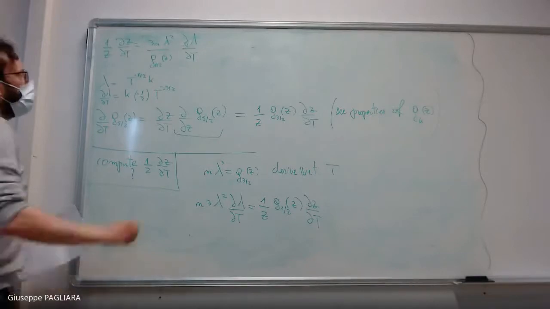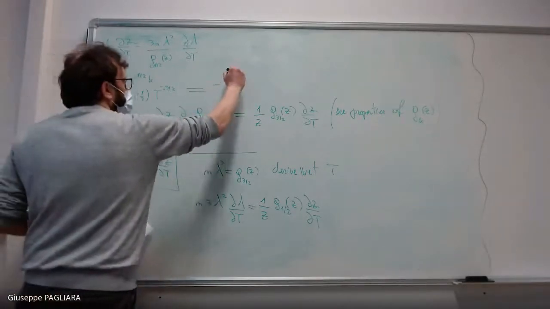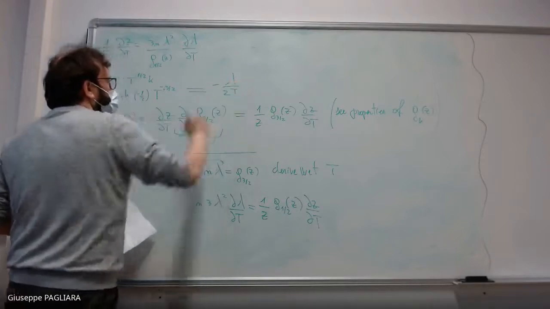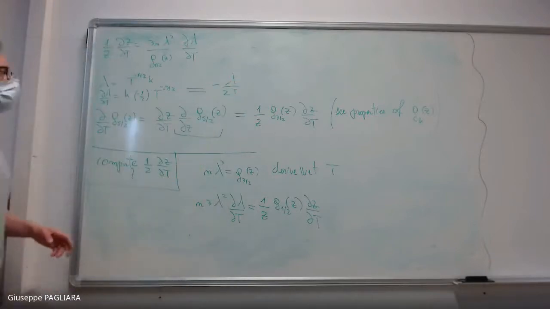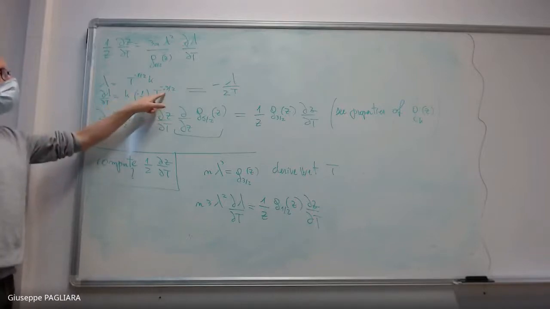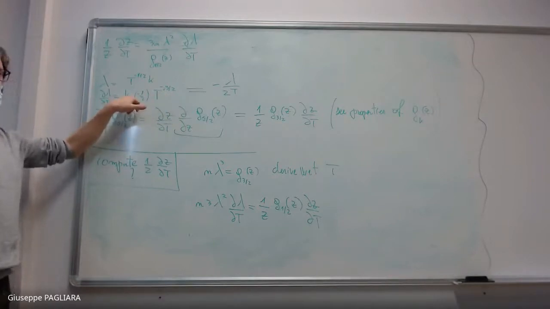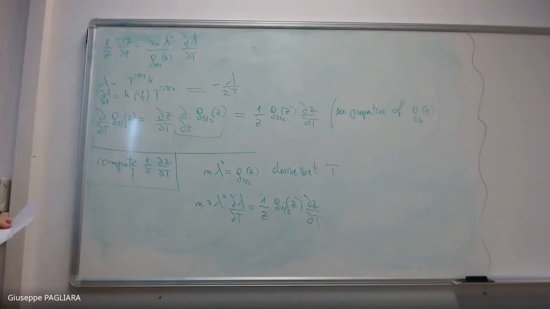Which is also equal to minus 1/2 lambda divided by T. Minus lambda divided by 2T. Minus 1/2 is this. Then I have a factor T to the minus 3/2, which is T to the minus 1/2 times T to the minus 1, and T to the minus 1/2 times the constant is just lambda. Okay, so therefore you get minus lambda divided by 2T.